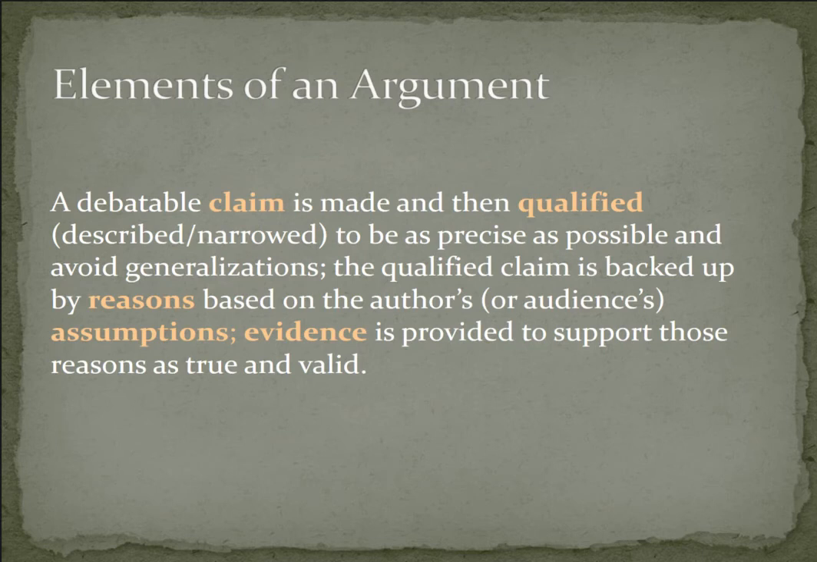So let's talk about the elements of an argument. An argument consists of a debatable claim, which is made and then qualified, a word that means described or narrowed, so that it's as precise as possible and avoids generalizations. The qualified claims are backed up by reasons based on the author's and sometimes the audience's assumptions. Evidence is provided to support those reasons as true and valid.